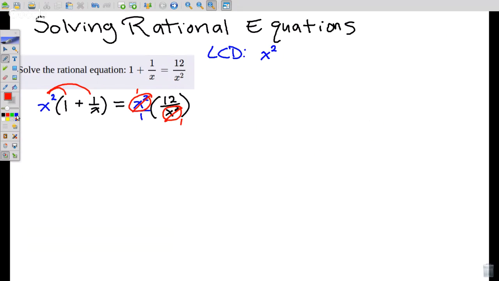I'm going to bring that down to a new line. So x squared times 1 is x squared. And then I'm going to have plus x squared times that 1 over x. I can view this as x squared over 1. And here, remember, x squared is really x times x. And so this x down here cancels with one of those x's from the square, leaving an x behind.